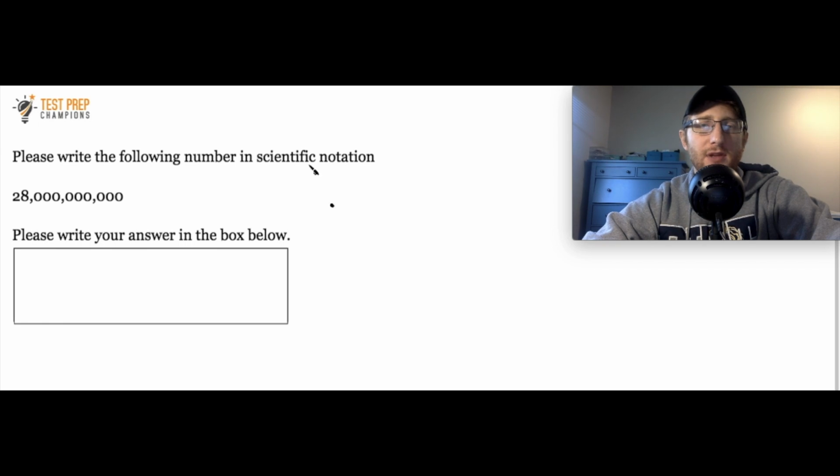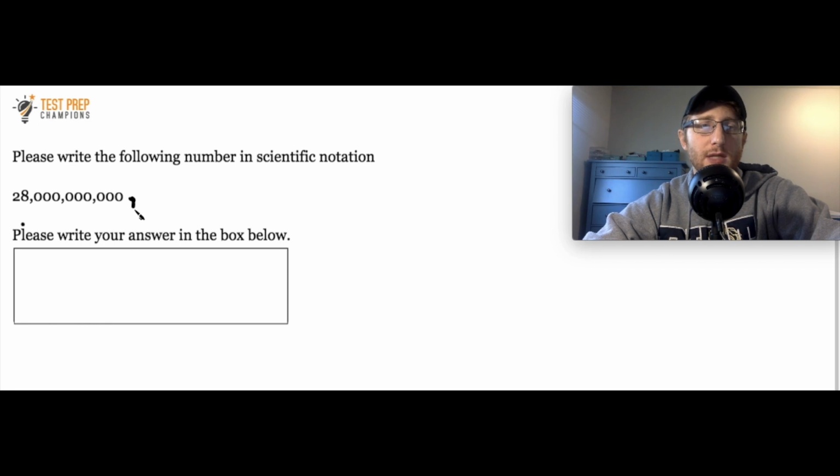Okay, so for scientific notation questions like this, the name of the game is that we want to take the decimal point, which is always going to be at the end of the number, and move it in between the first and second digit. So we want to move this decimal over until we get it between the 2 and the 8. And when we do that, we want to count up how many steps it took. So let me show you what I mean.